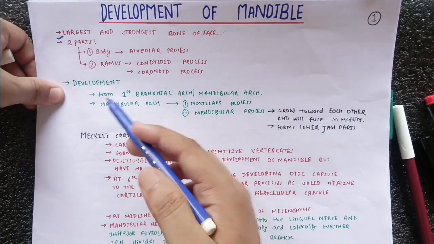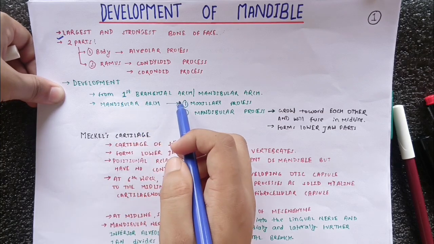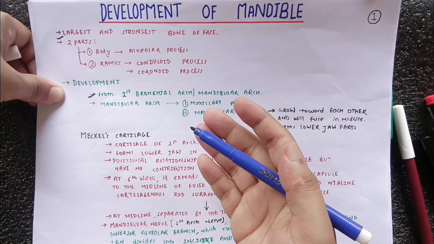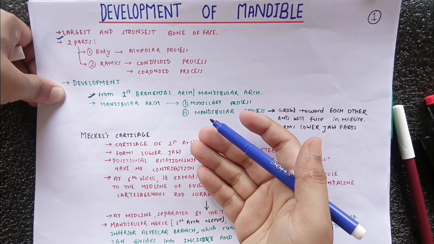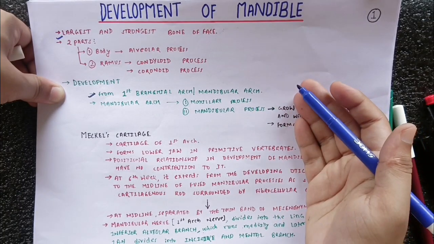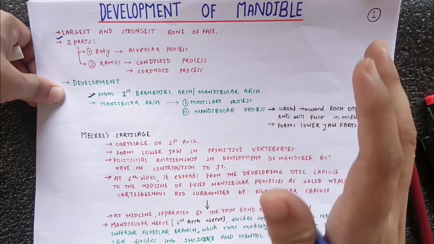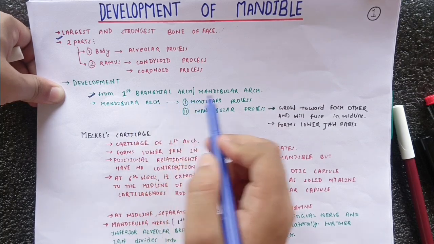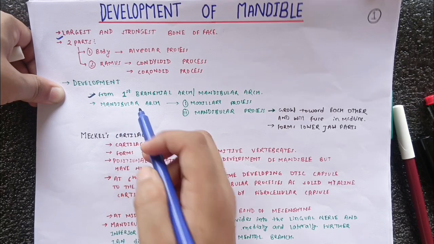After that, in the development portion, the mandible is particularly developed from the first branchial arch, or the mandibular arch. Okay, this is an important point and also easy to understand. As everyone knows, there are a total of 5 pharyngeal arches during development: first, second, third, fourth, and sixth pharyngeal arch. There is an absence of the fifth pharyngeal arch. We will be dealing with all those pharyngeal arches in other videos, but for now just remember that the development of the mandible is from the first branchial arch, which we also call the mandibular arch.